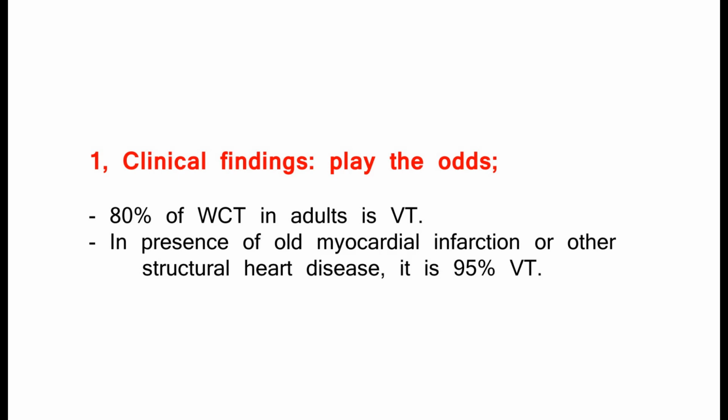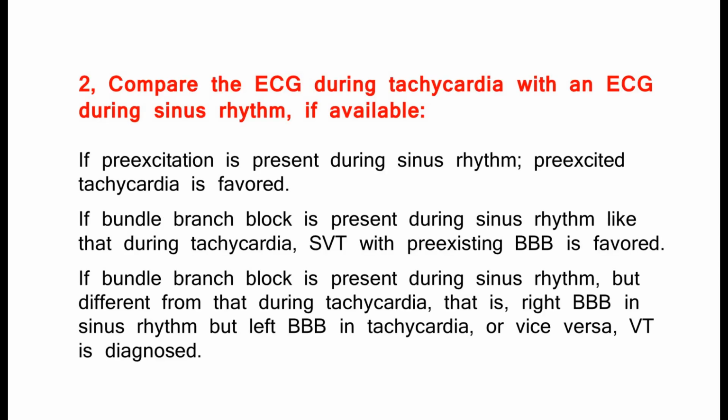1. Clinical findings: play the odds. 80% of WCT in adults is VT. In presence of old myocardial infarction or other structural heart disease, it is 95% VT. 2. Compare the ECG during tachycardia with an ECG during sinus rhythm, if available. If pre-excitation is present during sinus rhythm, pre-excited tachycardia is favored.